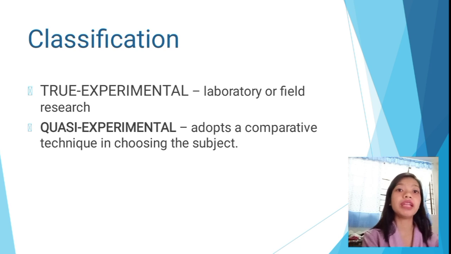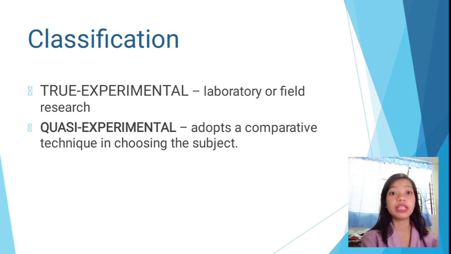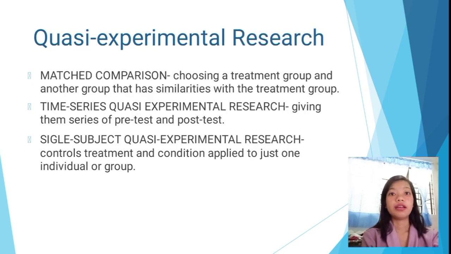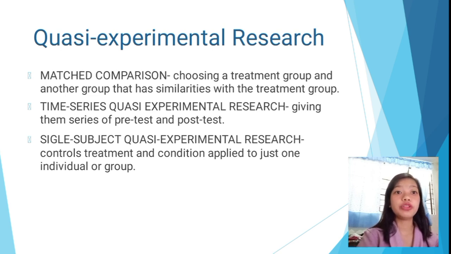In true experimental research, it focuses more on the scientific method, or it uses scientific methods. While in quasi-experimental research, it adopts a comparative technique in choosing the subject. It focuses more on the subject rather than on the object of the research. Under quasi-experimental research is the matched comparison, in which you need to choose a treatment group and another group that has similarities with the treatment group.